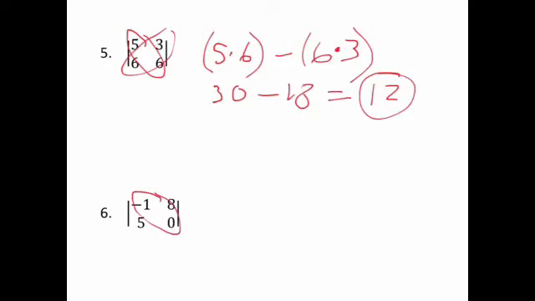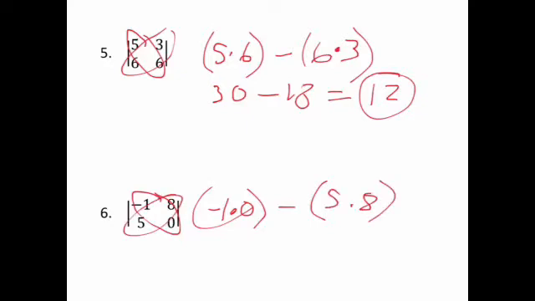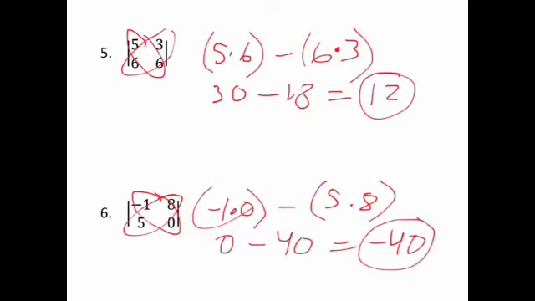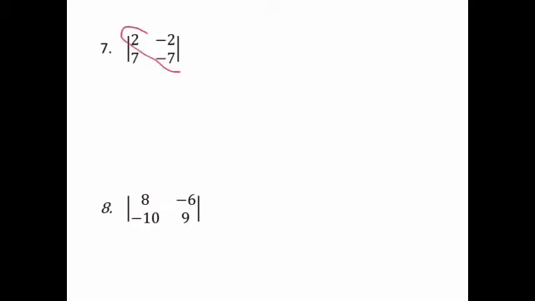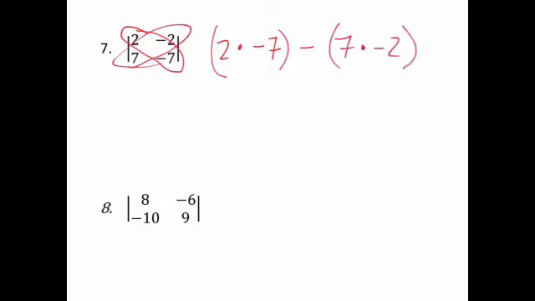Moving on to 6. Negative 1 times 0. Subtract 5 times 8. 0, so you're going to have 0 minus 40. Which is going to be negative 40. And moving on to our last two, you do 2 times negative 7 and subtract 7 times negative 2. 2 times negative 7 is negative 14. We need to subtract 7 times negative 2 is negative 14. So negative 14 minus negative 14 is going to give you 0.